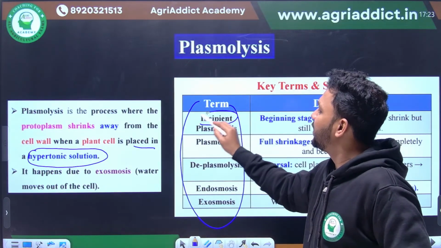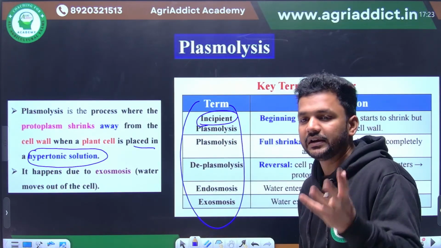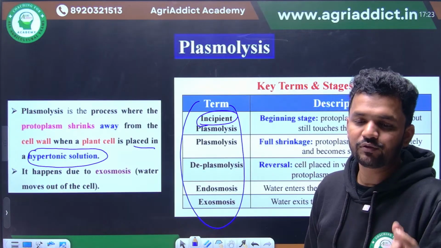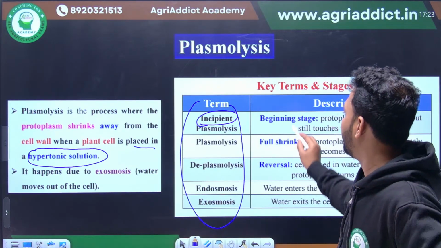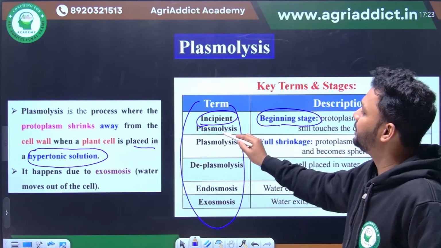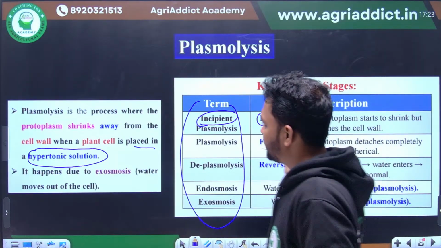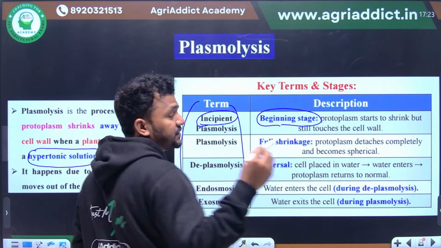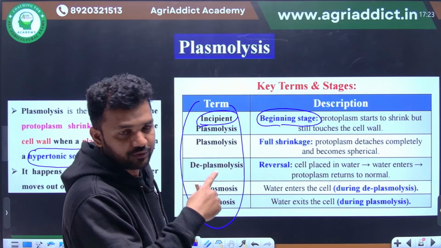Okay, incipient plasmolysis. Incipient means the early. The early one is known as incipient. So the beginning stage is called incipient plasmolysis, when protoplasm starts to shrink but still touches the cell wall. Okay, I will show the pictures now.